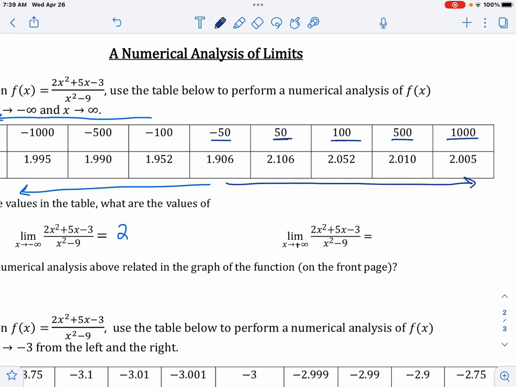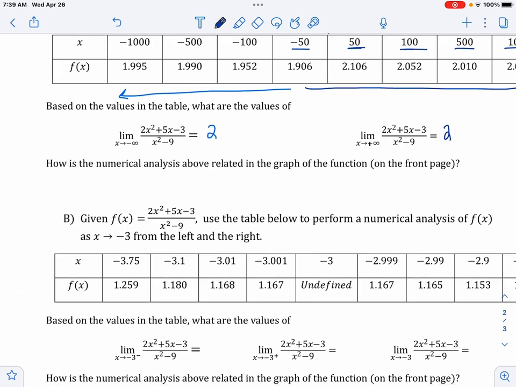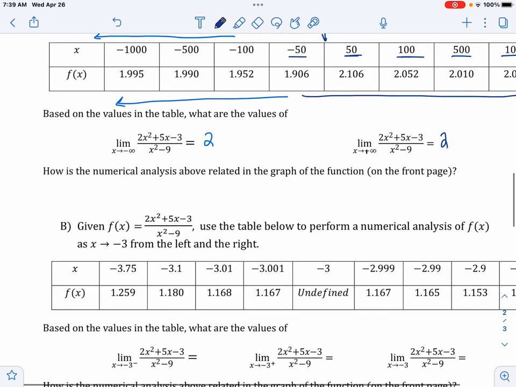So 1.906, sorry, because there's 0 right here. So 2.106, 2.052, 2.010, 2.005. We're getting closer and closer to 2. So how is the numerical analysis above related to the graph of the function on the front page? So if you look, we got the same answer.